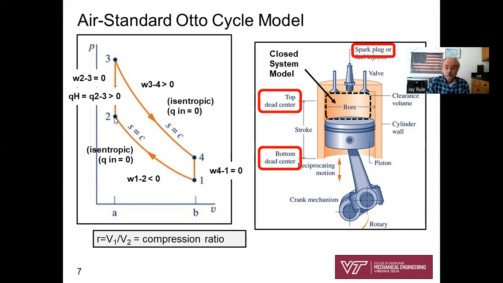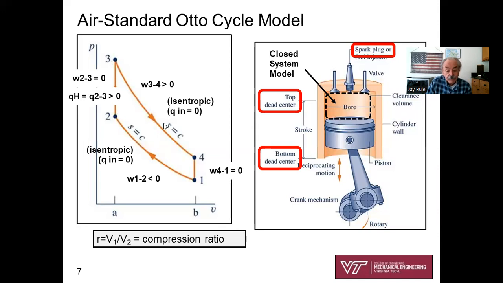Okay. Next process, 2 to 3. This is our thermodynamic model for the heat addition process. QH, that's Q from 2 to 3. That's going to be a big number. It's going to be a positive number. How about the work from 2 to 3? Can you visualize the work from 2 to 3 from your previous work in thermo? Sure you can. The integral of PDV from 2 to 3, that's 0. There's no area under the curve.